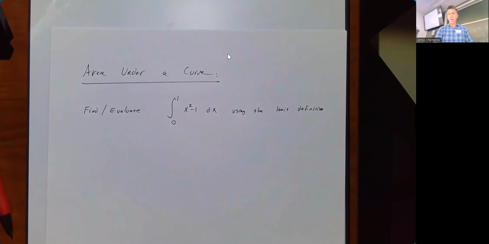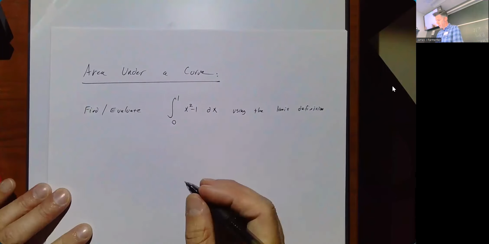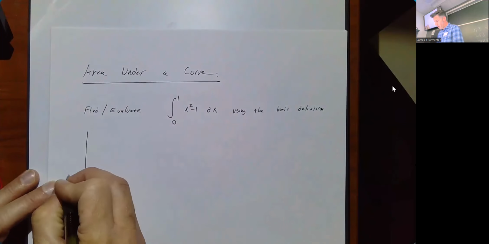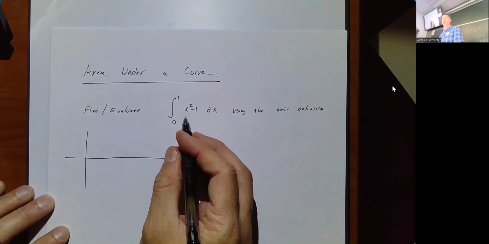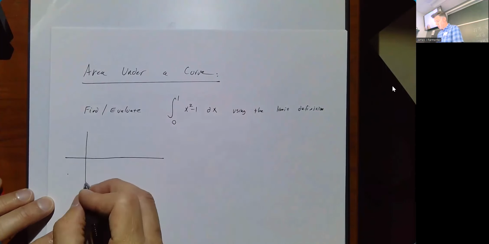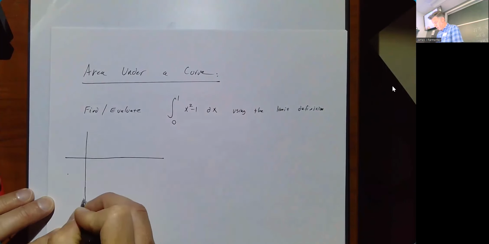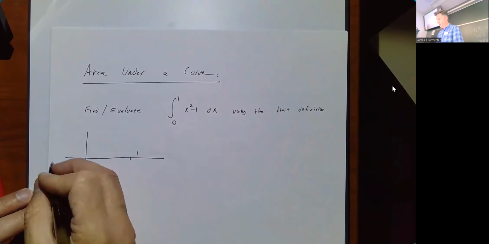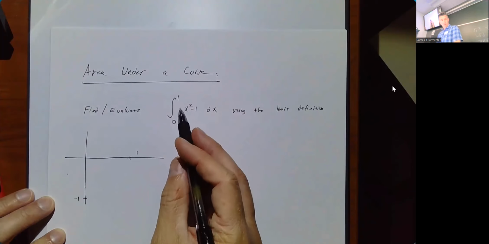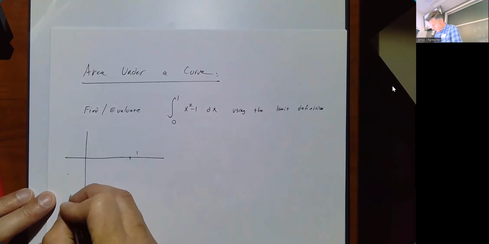So let me draw a picture here because I want to point something out. f of x equal to x squared minus 1 is an upward opening parabola. And it has a y-intercept of -1 and x-intercepts of +1 and also -1, but I only care about being between 0 and 1. So my graph kind of looks like this.